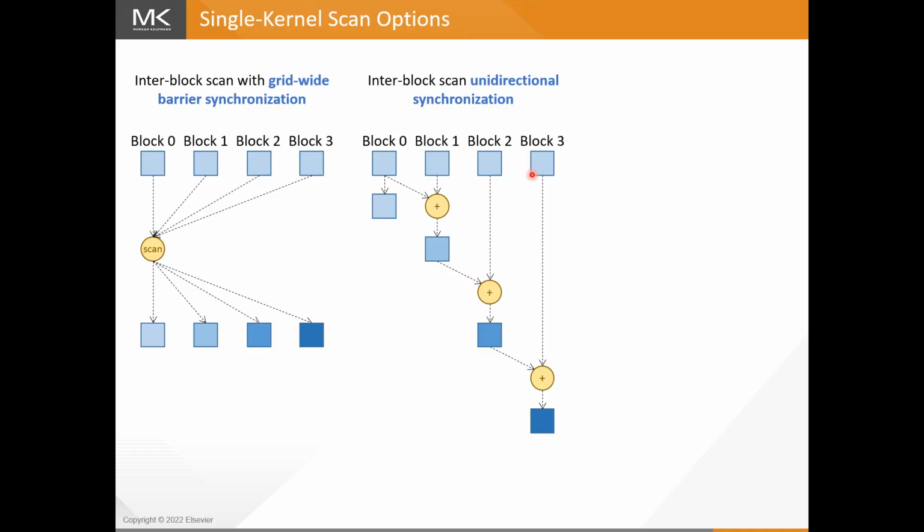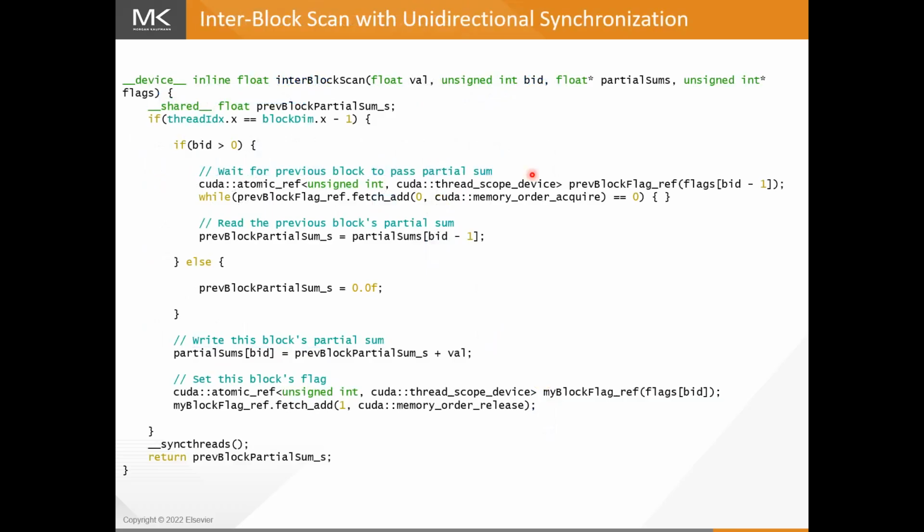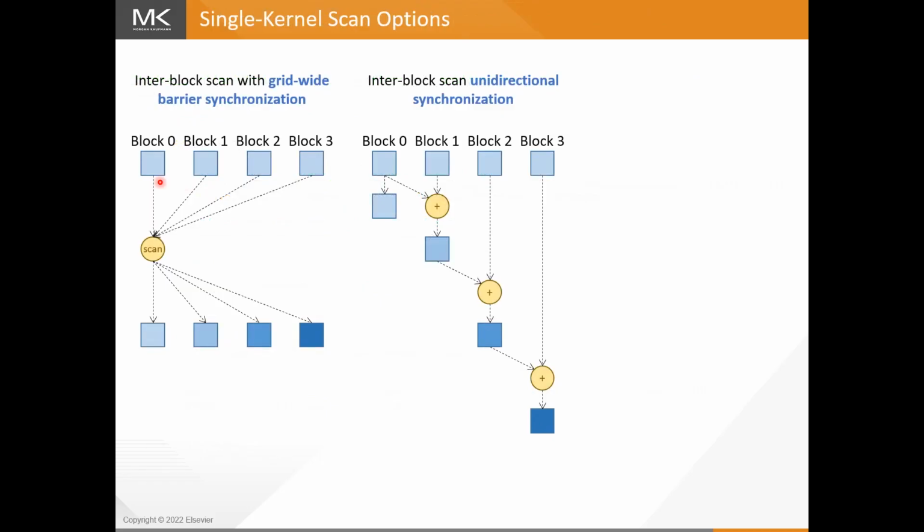Okay? So just to give you an idea, this is what the implementation for this would look like. Here, you're going to use an atomic operation to spin lock on a flag. Every block is going to set a flag to indicate that its sum is ready, and the later block is going to wait on that flag to know that the sum is ready, and then it's going to load it from shared memory.